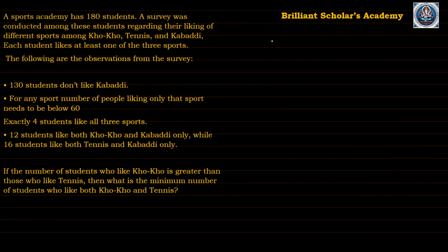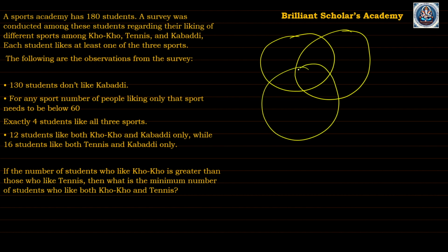So let me start this by first plotting one circle, and you can go in the sequence in which the names have been given to you. The first name given to you is Kho. That's perfectly fine. Second name given to you is tennis, and the last name given to us is Kabaddi. 130 people do not like Kabaddi. If there are 180, 130 do not like Kabaddi, so 50 must like Kabaddi. It does not say only Kabaddi. These four portions combined need to be 50.